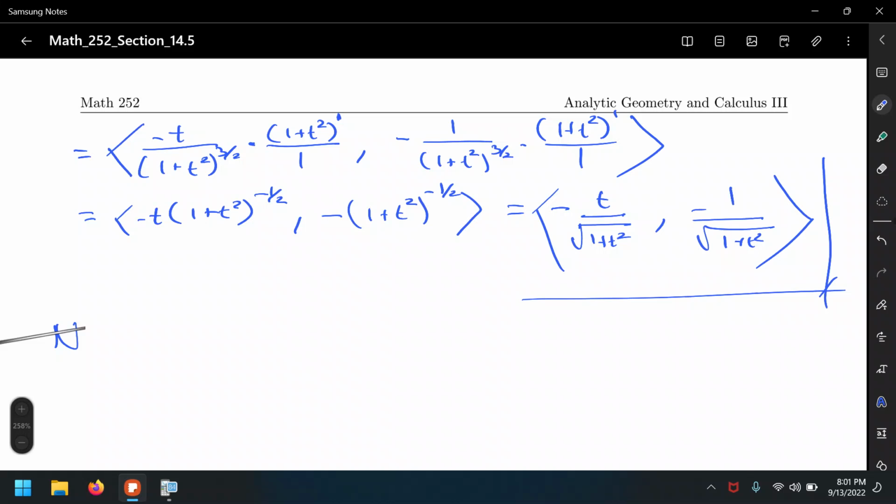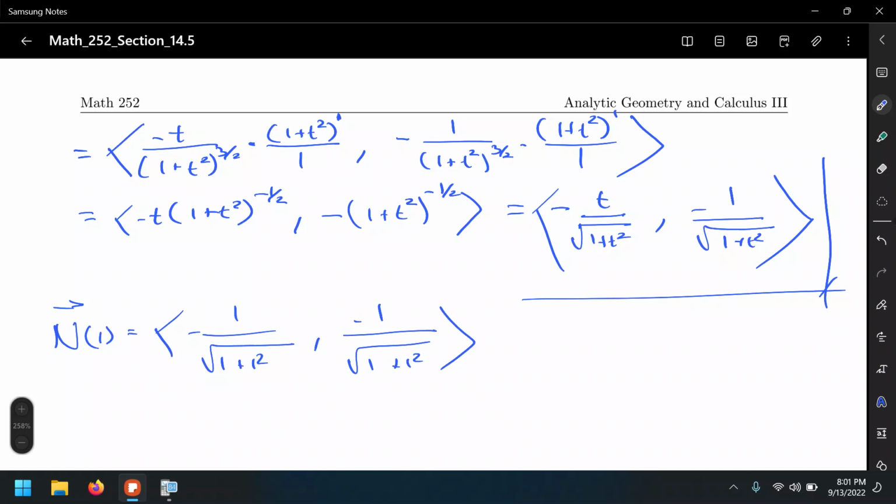So now that's n, which is this expression, evaluated at 1. Check this out. So that's 1 over the square root of 1 plus 1 squared, comma, negative 1 over square root of 1 plus 1 squared. What is 1 plus 1 squared in the denominator inside the radical? Isn't it negative 1 over root of 2?